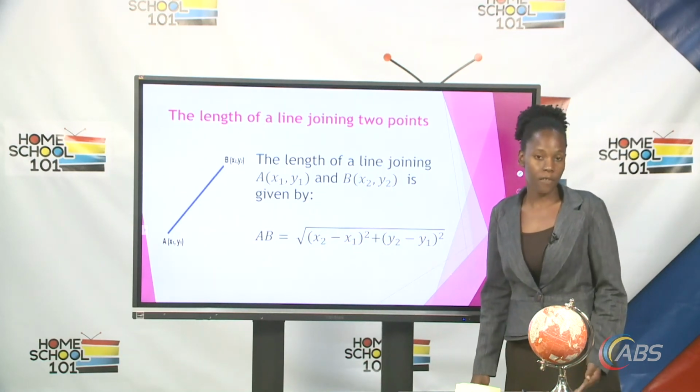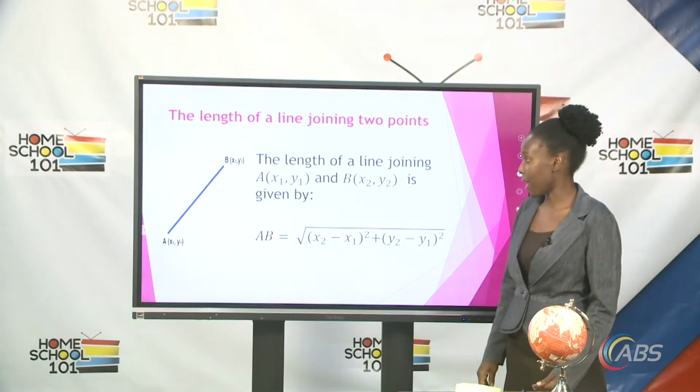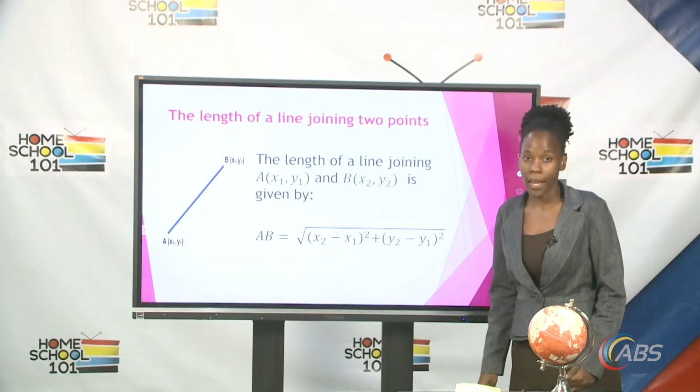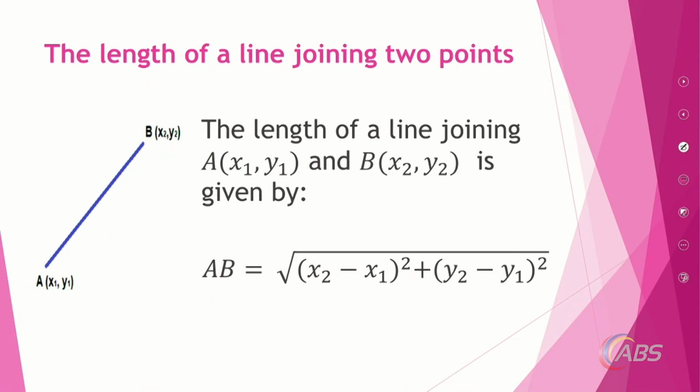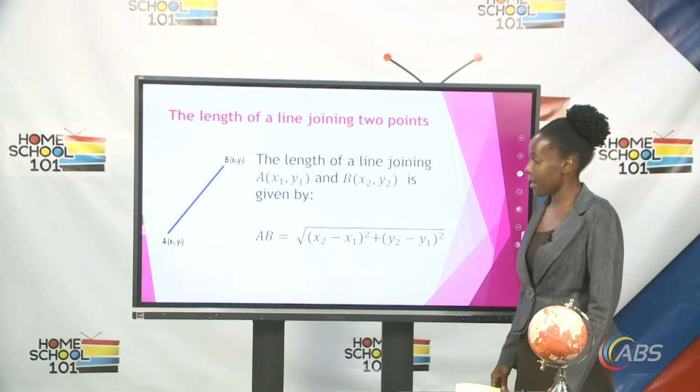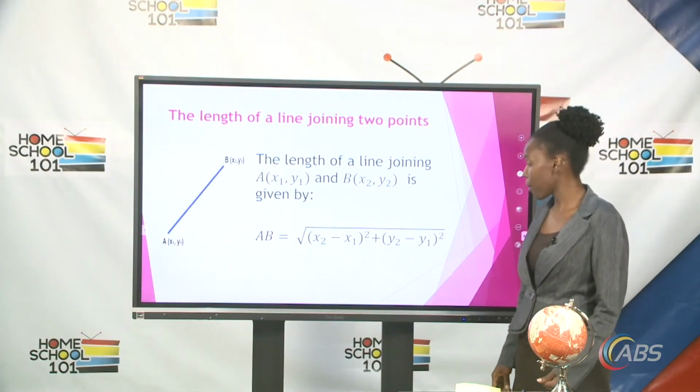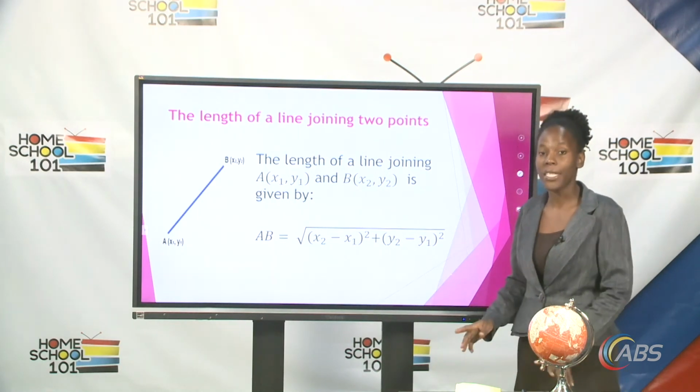So we will proceed to the first, which is finding the length of a line. To find the length of a line joining 2 points, we use this formula. The length of a line joining 2 points, A, with the coordinates x1 and y1, and B, the second coordinate, x2, y2, is given by this formula. It is the square root of x2 minus x1 squared plus y2 minus y1 squared. So given the 2 points, it is x2 minus x1 squared plus y2 minus y1 squared, and we take the square root.